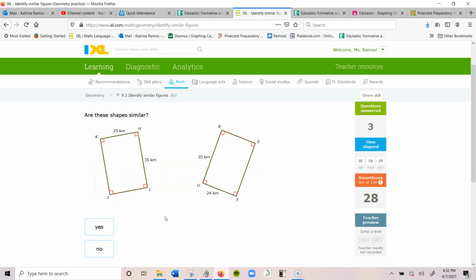Over here we have this rectangle. If we create the ratios of the small sides, we have 25 over 24, which cannot be simplified, so that's the ratio. If we create the ratio for the long sides, we get 35 over 35, which is 1, which is not the same as 25 over 24, so no.